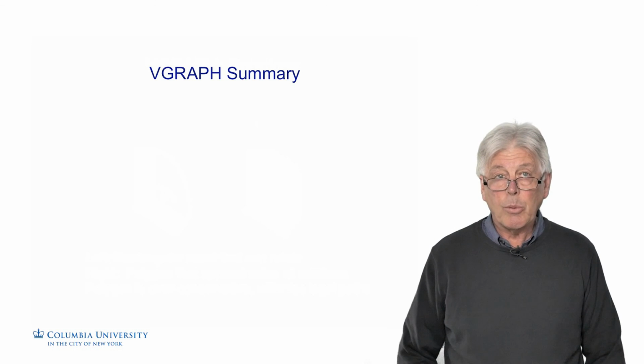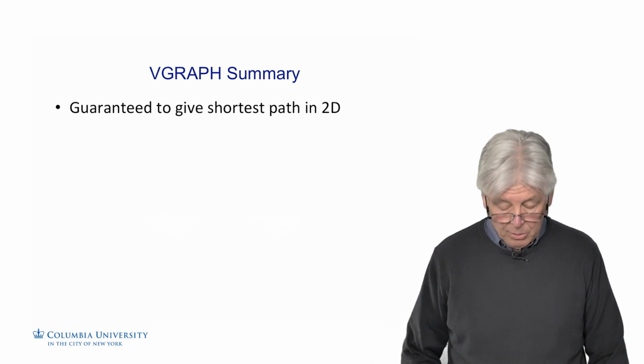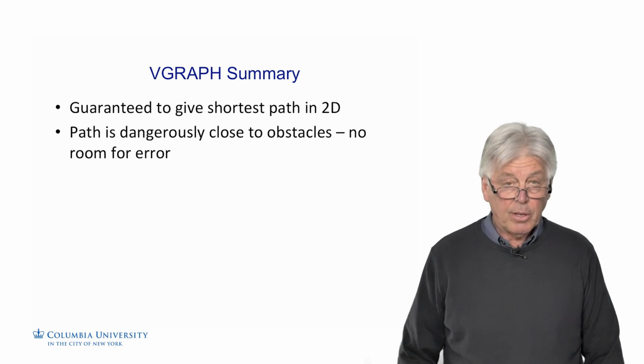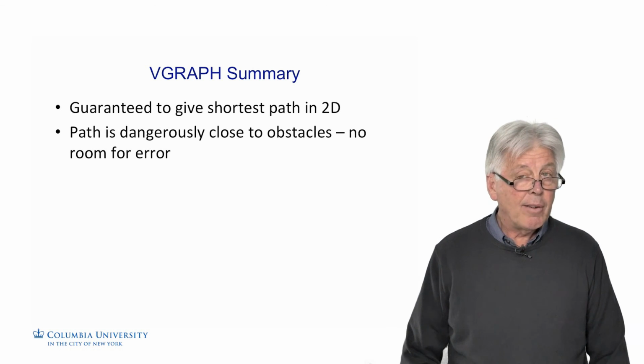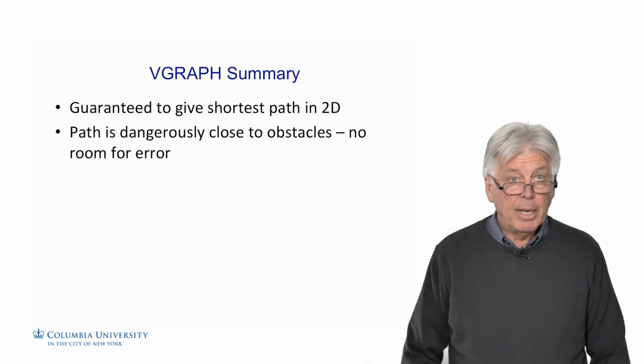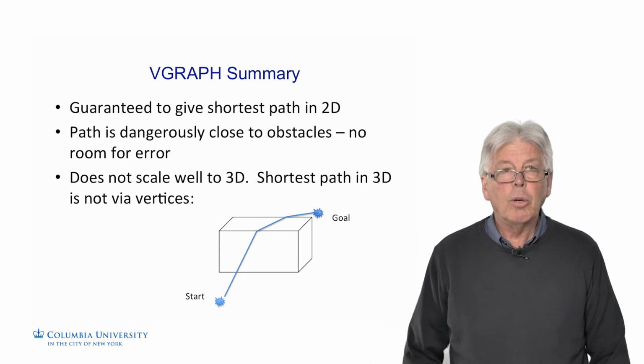So let's summarize what we learned about V-graphs. They're guaranteed to give the shortest path in 2D, which is very nice. The path, unfortunately, is dangerously close to the obstacles. There's no room for error because basically you're traveling right along the vertices and the edges of the obstacles, and there's no safety margin. And further, it doesn't scale well to 3D.